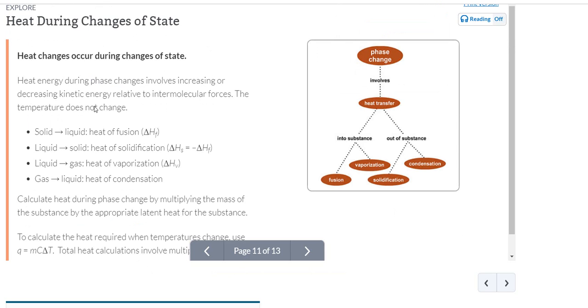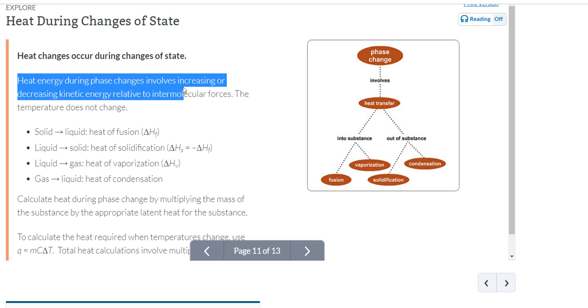So in, I guess, conclusion, a couple of vocabulary terms we went through. The heat energy during phase changes involves increasing or decreasing kinetic energy relative to intermolecular forces. The temperature does not change. So again, think of that flat line in the graph. When the phase change is actually happening, the temperature is not rising. Energy can't do two things at once. It can either raise the temperature or it can change the phase, not both.